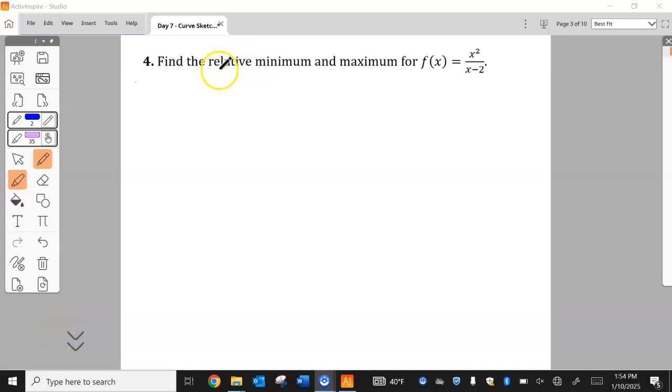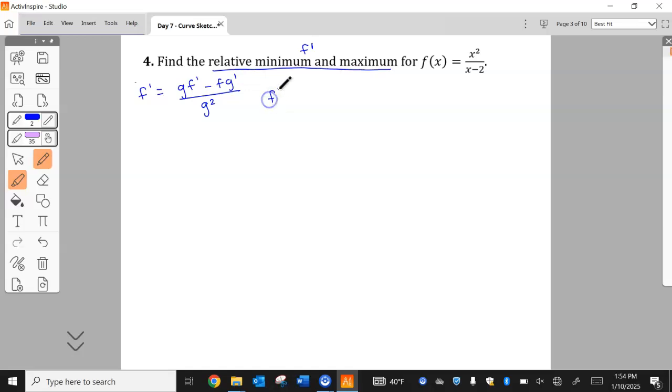So for this problem, they just ask to find the relative minimum and maximum. So those are our extrema, which come from the first derivative. Now for this function, we're going to have to do the quotient rule because I have an x on top. So remember, your quotient rule is g times f prime minus f times g prime all over g squared.